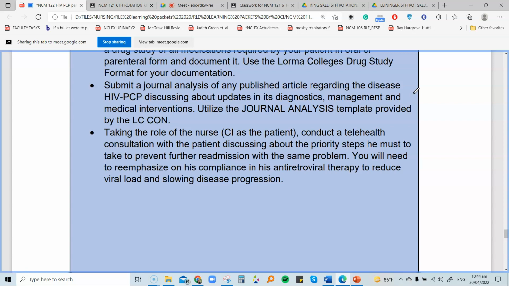Naintindihan? So I'll be asking questions regarding my antiretroviral. I'll be taking the role of Mr. MK. So please prepare your script. You can have your script for that. But I'll be asking questions, anything related to my therapeutic regimen and anything that's related to the condition that I am in. Okay? So please prepare your health information or health education for me as patient MK.